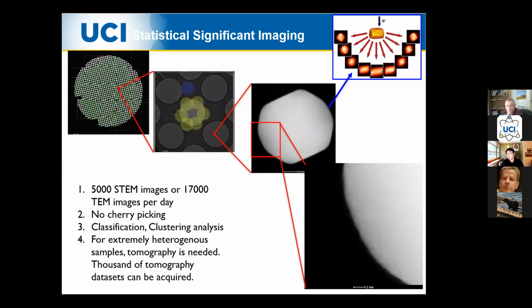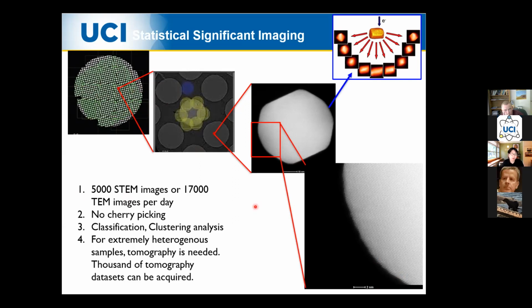I mentioned we want the norm, we want heterogeneity, right? And in the TEM, this is a multi-scale problem. It starts from the scale on the top left, where you have the TEM grid. That's where all your sample is actually sprayed on, and you basically start from that grid scale, 3 millimeters in diameter, all the way to this tens of nanometer length scale.